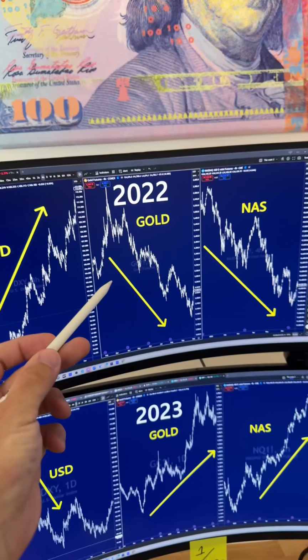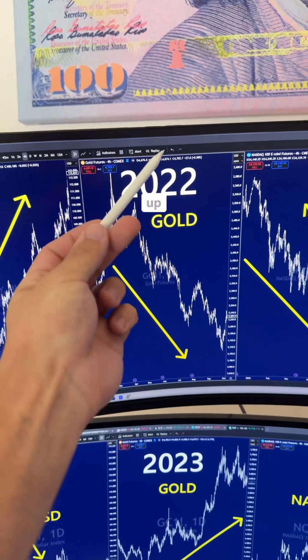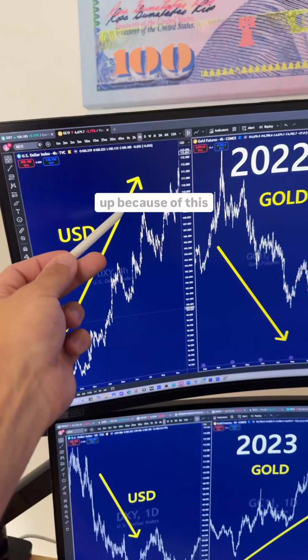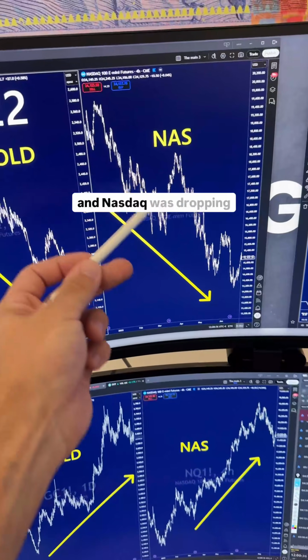Look, check this out. So in 2022, the Federal Reserve started hiking interest rates, meaning interest rates were going up. The US dollar was pushing up because of this. Gold was dropping because of this for the whole year, and NASDAQ was dropping.